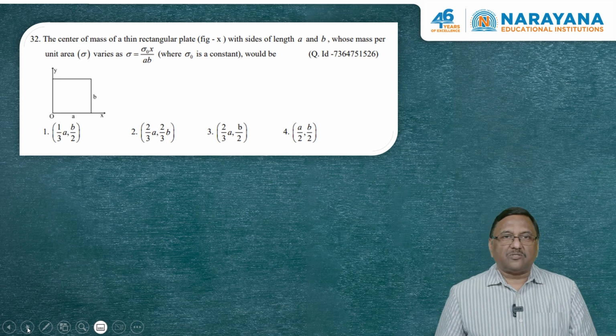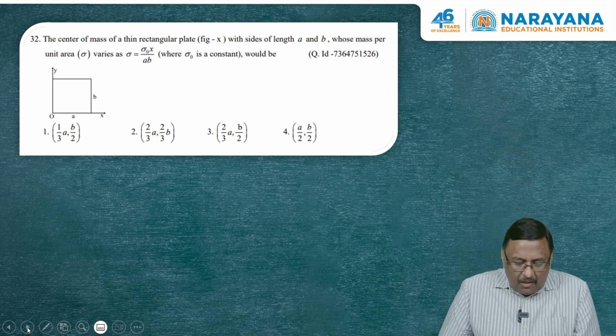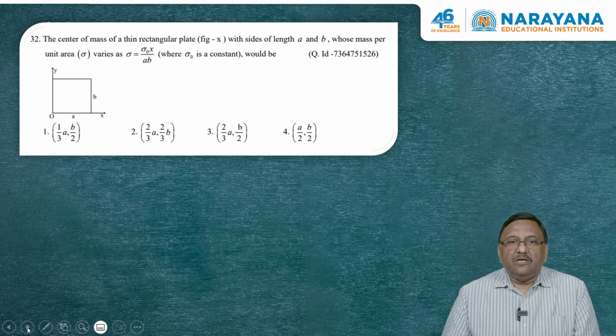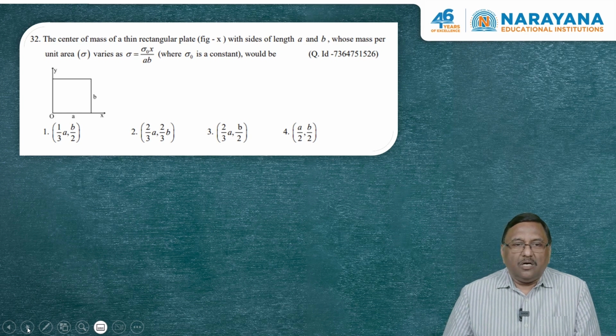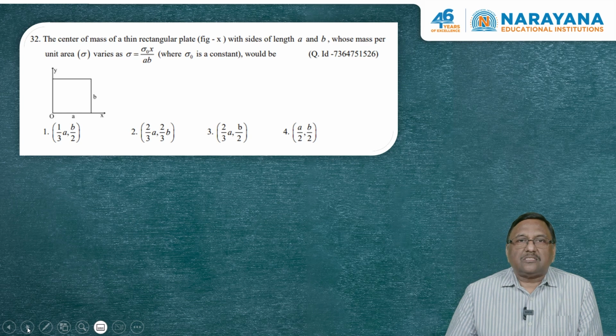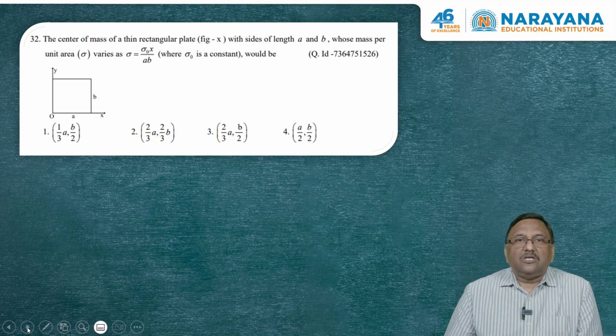Now let us come to the next question. If you see this question, question number 32: the center of mass of a thin rectangular plate, figure is shown here, with sides of length A and B, whose mass per unit area varies as sigma equal to sigma naught x divided by AB, where sigma naught is a constant factor.